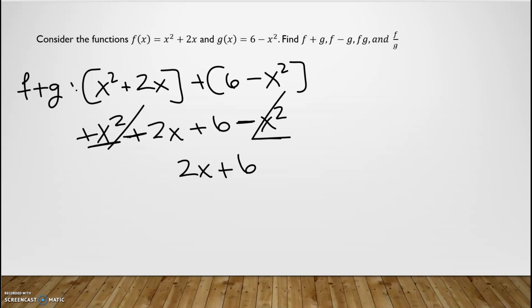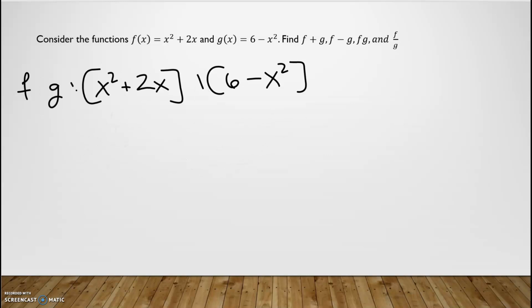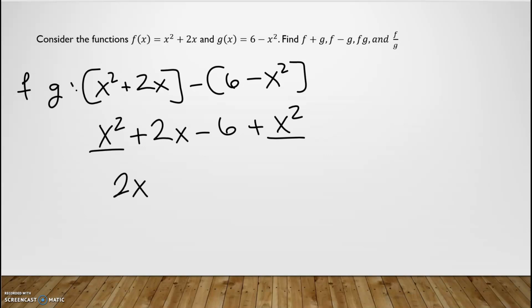Now let's look at f minus g. So I'm going to change this to subtraction. Okay, now with this, what I have to do is distribute that negative to that 6 and to the negative x squared, which will become a positive x squared. Okay, now I have two of these. They don't cancel out, so I have 2x squared plus 2x minus 6. And that would be my answer for f minus g.